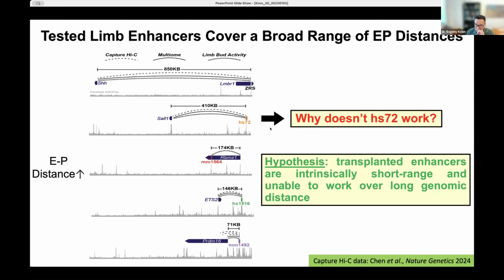But what still didn't fit this hypothesis was that if you look at this SAL1 limb enhancer called HS72, it's still located 410 kb from its target gene, right? This is not a short range by any means, but it still doesn't work, right?